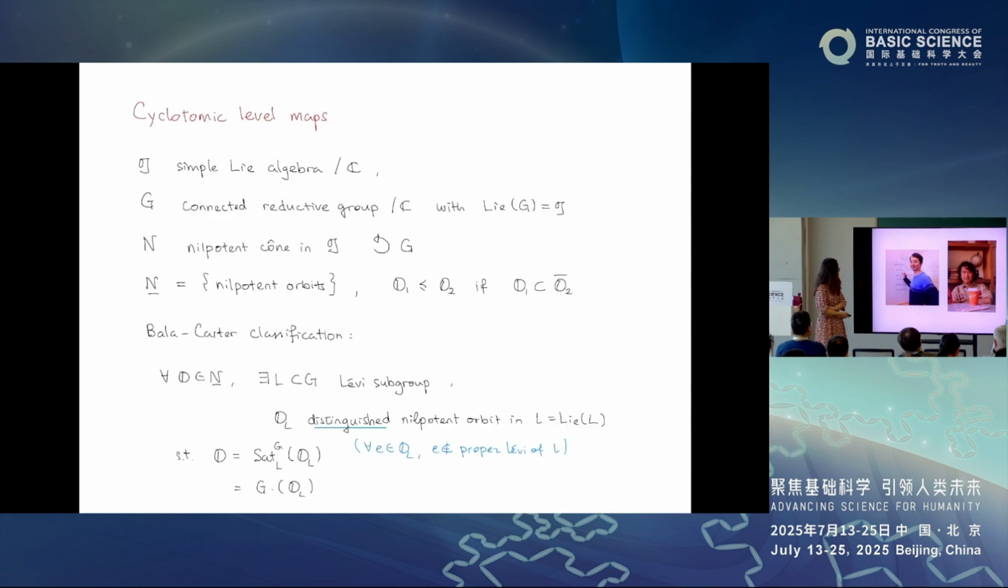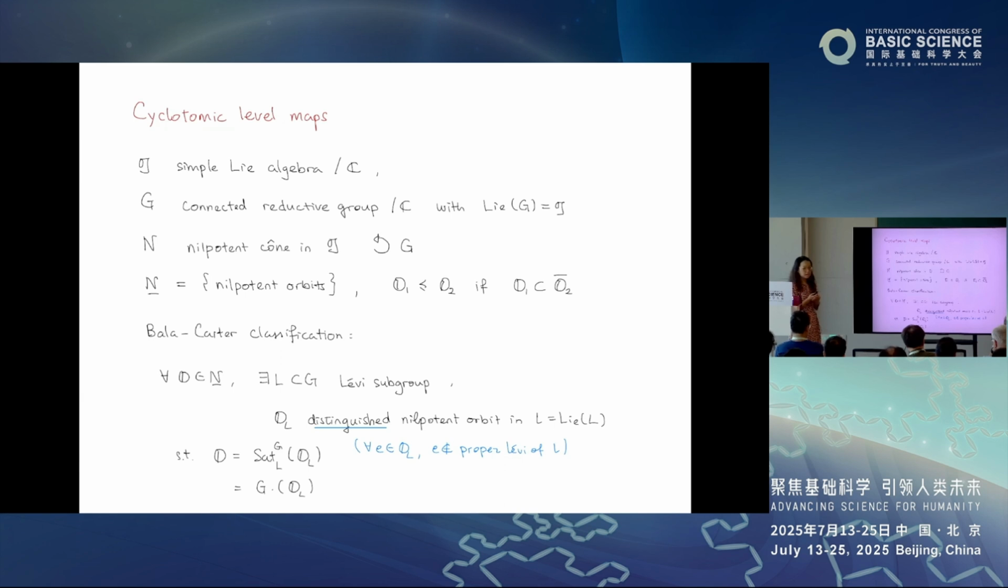Okay, so we start with a simple Lie algebra over the complex numbers, and I will denote by capital G the connected reductive group corresponding to it. Then N is the nilpotent cone in the Lie algebra, and it has the adjoint action of G on it. I denote by N underline the set of nilpotent orbits. There's a partial order on this set given by O1 is smaller than O2 if it is contained in the closure of O2.